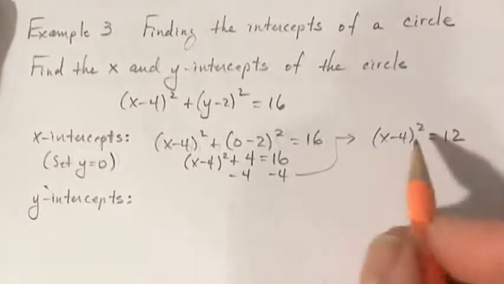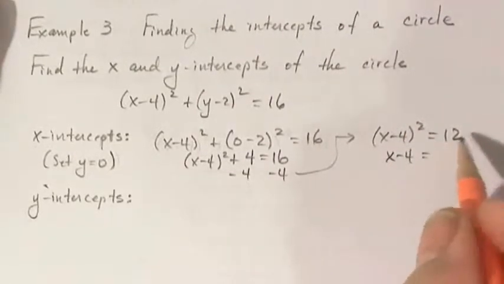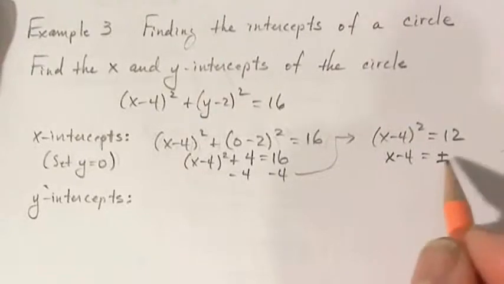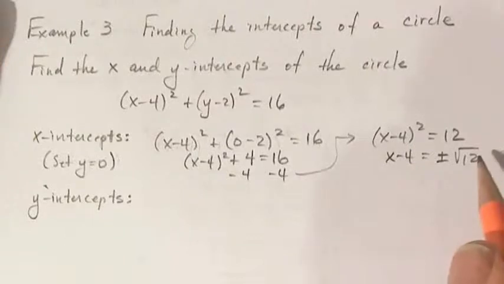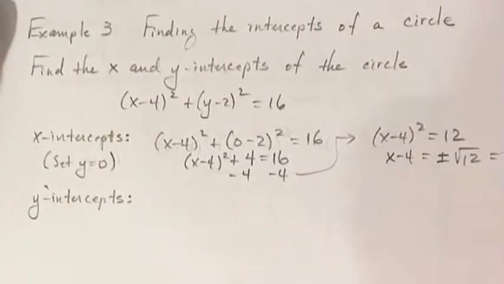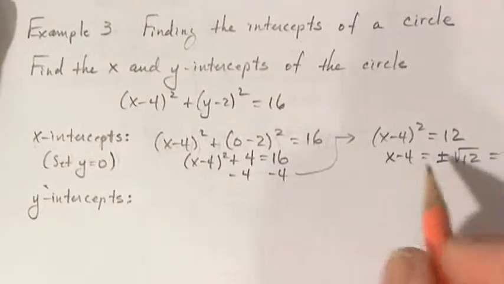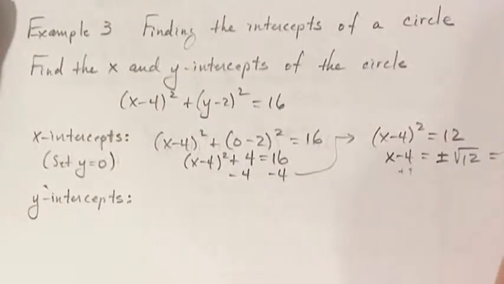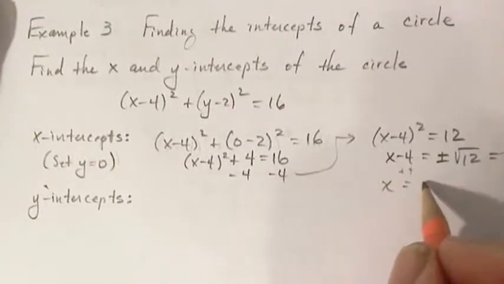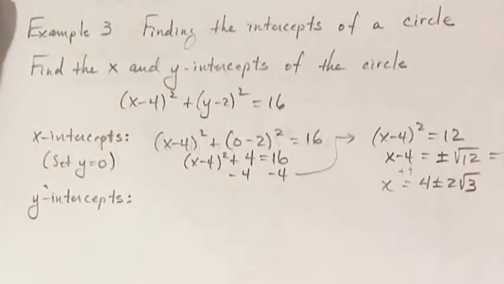and now you might see why I didn't want to square this. If I take the square root of both sides, x minus 4 is plus or minus, you guys always forget this, square root of 12. Now square root of 12 reduces to 4 times 3. Square root of 4 is 2 root 3. So lastly, add 4 to both sides, and we have x equals 4 plus or minus 2 root 3.